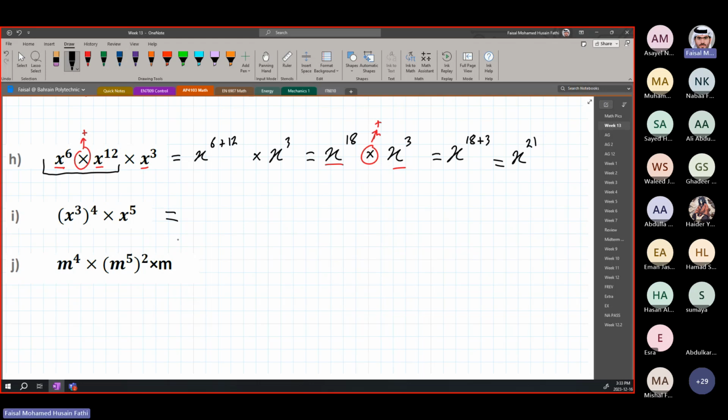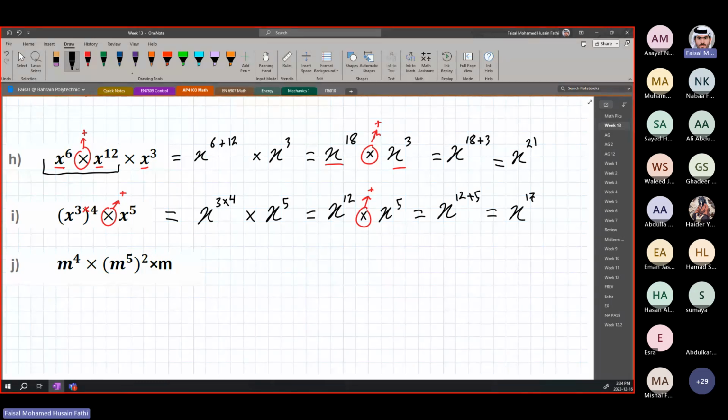Next, x to the power of 3 to the power of 4 times x to the power of 5. Again, we're going to start with the first one. We have multiplication here, and because we have a multiplication between, this will become addition for the indices, but we will see that later. Let's do it step by step. So x to the power of 3 times 4 times x to the power of 5 is equal to x to the power of 12 times x to the power of 5. Multiplication becomes plus: x to the power of 12 plus 5, x to the power of 17. All right? Simple.